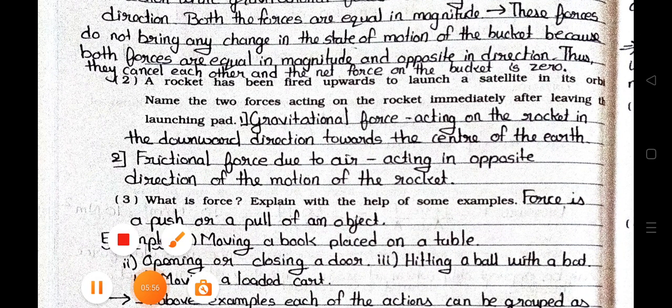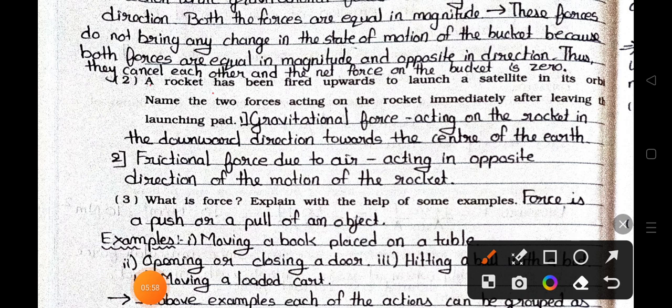See the question number 2. A rocket has been fired upwards to launch a satellite in its orbit. Name the two forces acting on the rocket immediately after leaving the launch pad. Answer is first one, gravitational force acting on the rocket in the downward direction towards the center of the earth, and second one, frictional force due to air acting in opposite direction of the motion of the rocket.